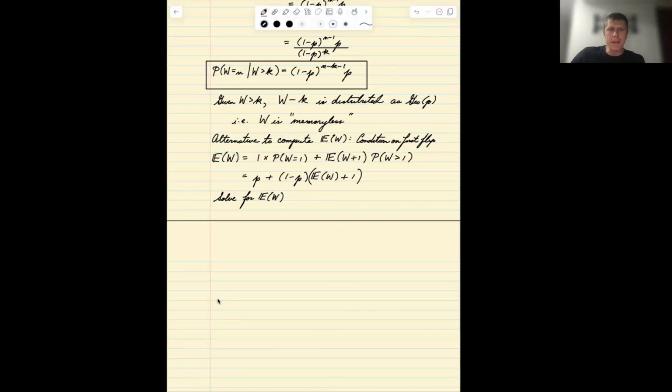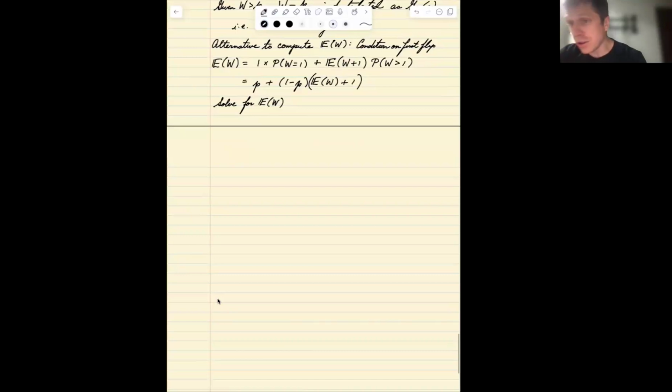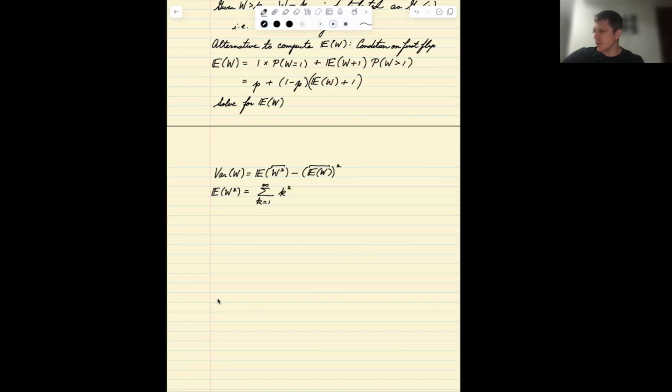Now, how do we calculate the variance of the geometric? It's a little tricky. The variance, of course, by the computing formula, is the expectation of W squared minus the expectation of W, quantity squared. We already know the expectation of W, so we're okay there. We need to calculate the expectation of W squared. The problem is that if we go straight from the definition, the sum over possible values of W squared times the probability, which is one minus P to the K minus one times P, there's nothing that I'm aware of that's going to allow us to do that calculation.